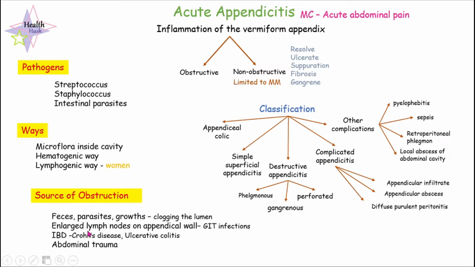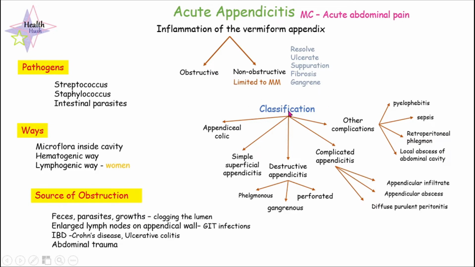And also there can be obstruction due to enlarged lymph nodes in the appendiceal wall, which can be caused by GIT infections, gastrointestinal tract infections. These enlarged lymph nodes will compress and narrow the lumen by obstructing the outflow of the contents located in the appendix. Another reason includes inflammatory bowel disease, which can be of two diseases: Crohn's disease and ulcerative colitis. And also another reason is abdominal trauma.